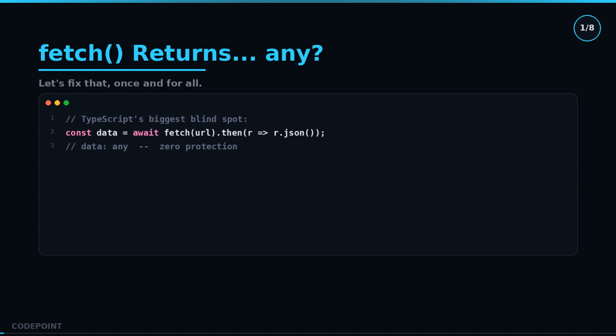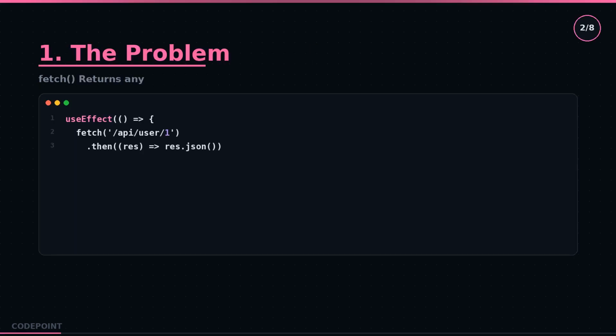Last video we covered useEffect and refs. Today we're using useEffect for exactly what it's built for, fetching data, but doing it in a way TypeScript actually understands. 1. The problem. Fetch returns any.